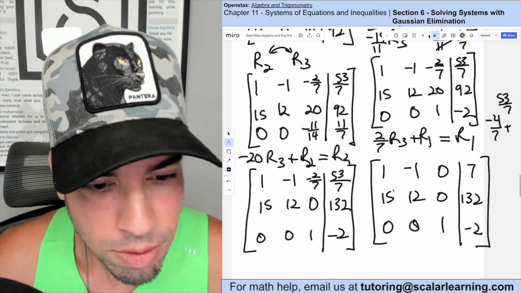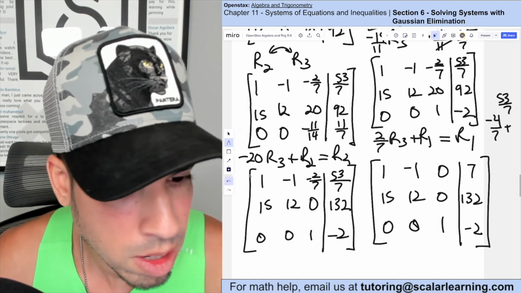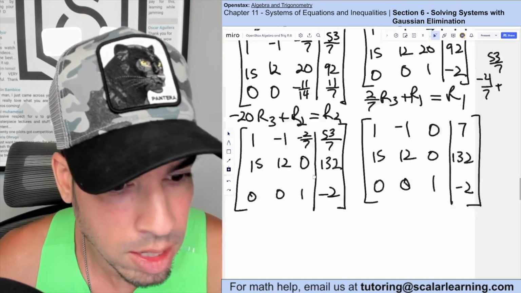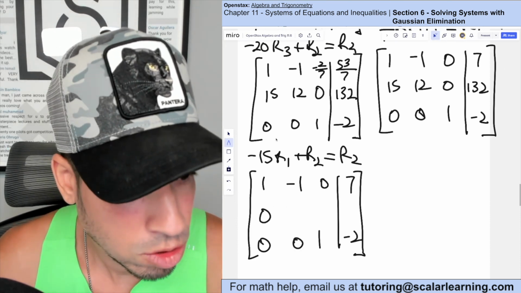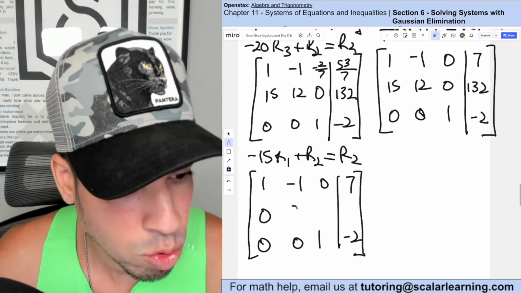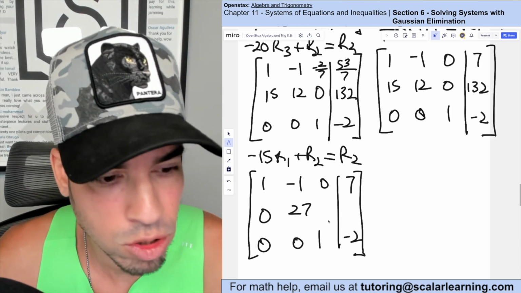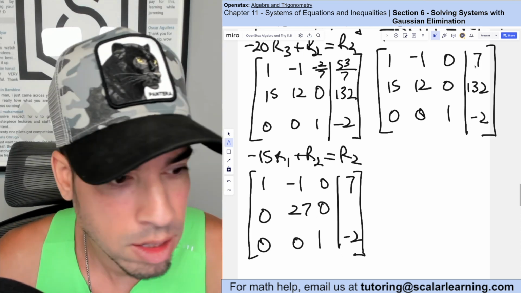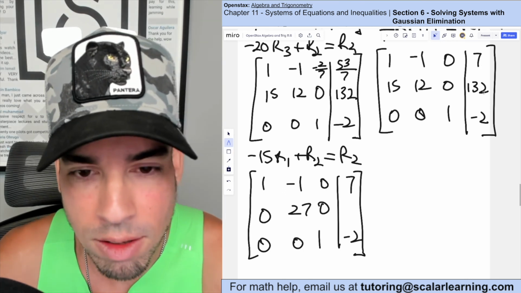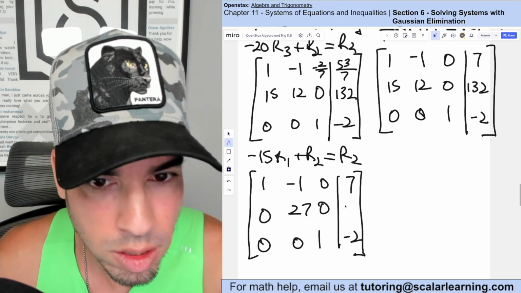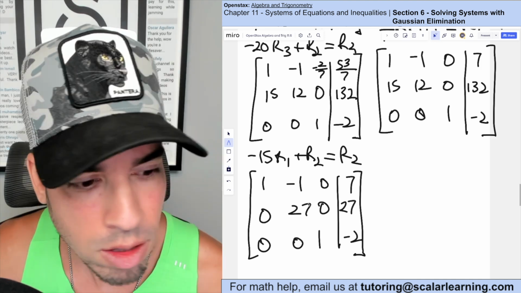Excellent. Next, we can flip this to a 0 by multiplying row 1 by negative 15 and adding it to row 2. So let's do that now. Negative 15 plus 15 is 0. Positive 15 plus 12 is 27. 0 plus 0 is 0. And then negative 15 times 7, that's negative 105, plus 132 is 27.